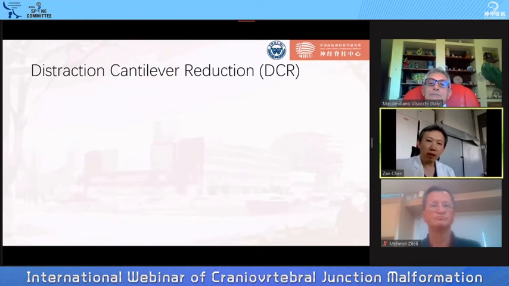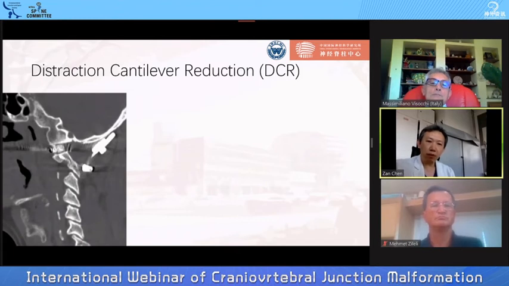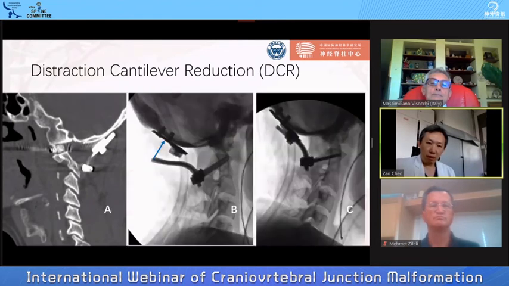With this kind of patient, we should put a much larger cage in the facet joint, with the height of the cage compensating for the disappearance of the C1 lateral mass. With the cage we can reduce basal invagination, and then with the cantilever technique we reduce the C1-C2 transverse dislocation.